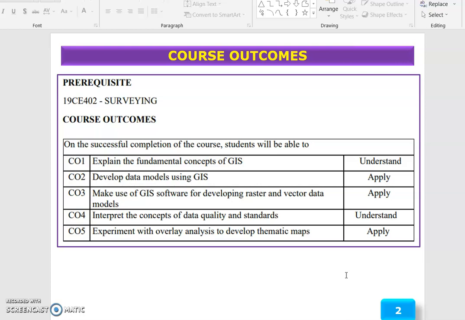On successful completion of the course, the student will be able to understand CO1, explain the fundamental concept of GIS, and CO2, develop data models using GIS. CO3, make use of GIS software for developing raster and vector data models. CO4, interpret the concept of data quality and standard. Finally, CO5, experiment with overlay analysis to develop thematic maps. So the final outcome we can generate.